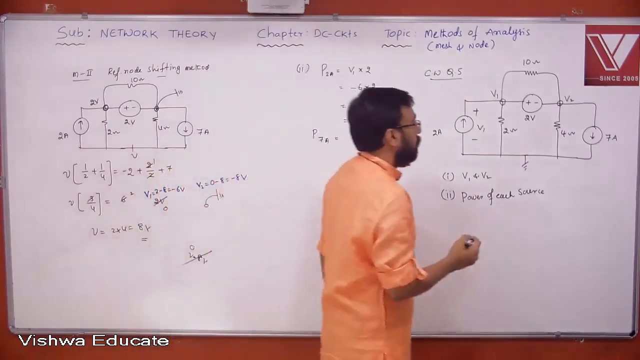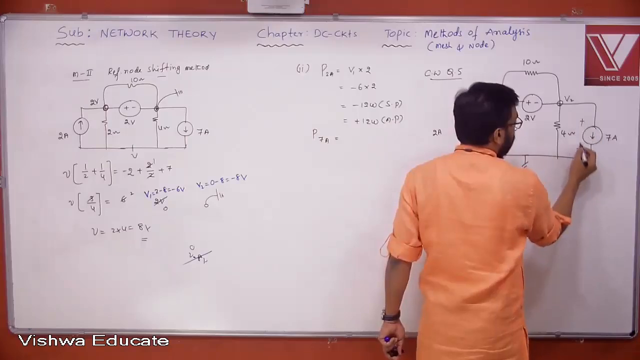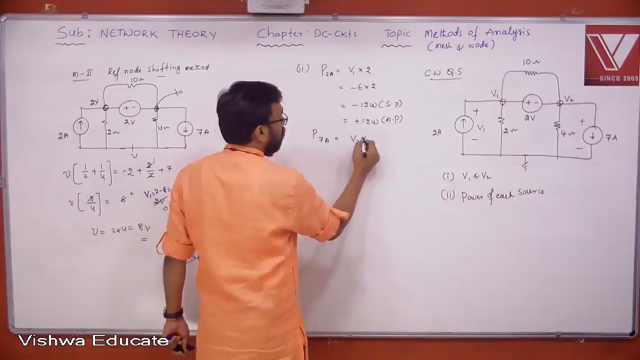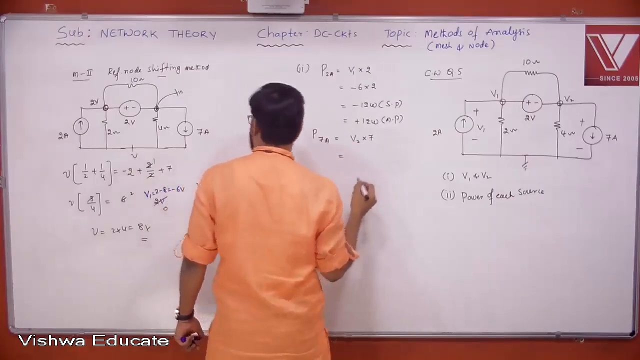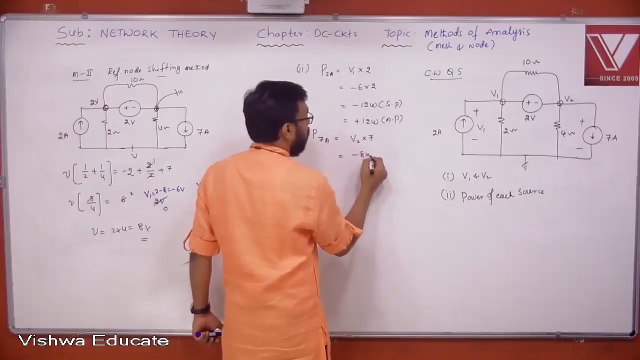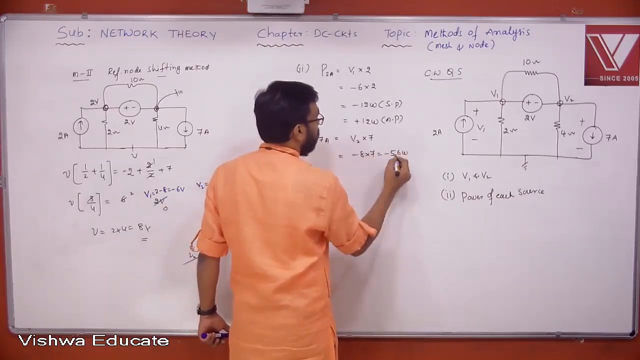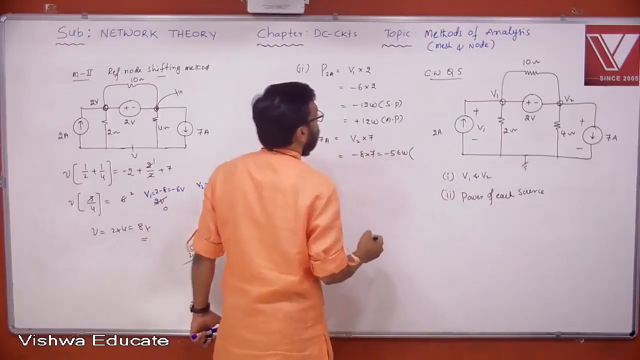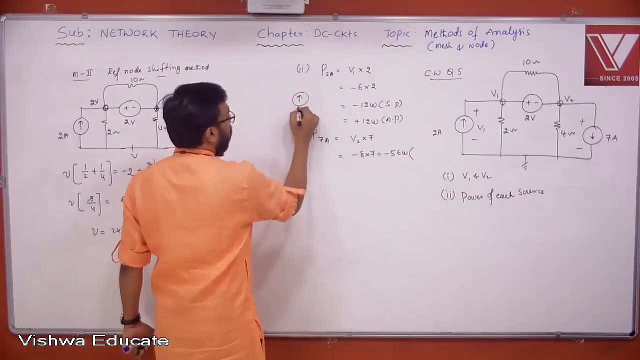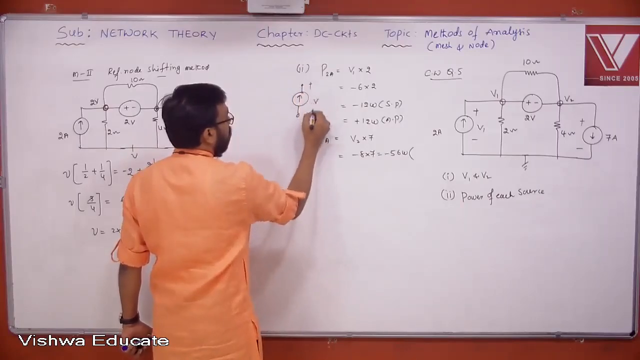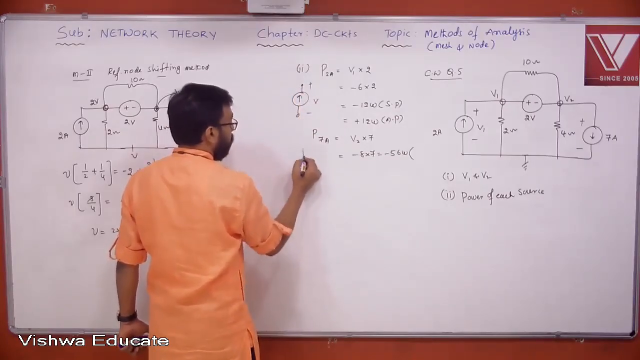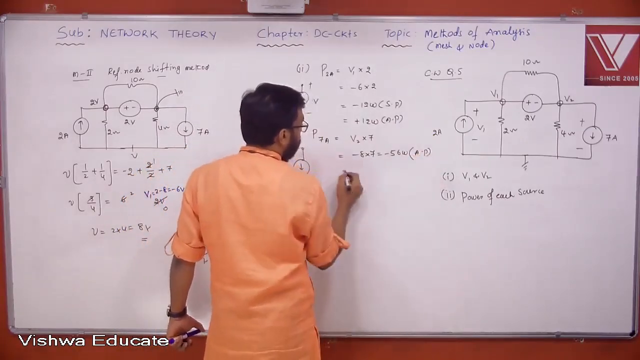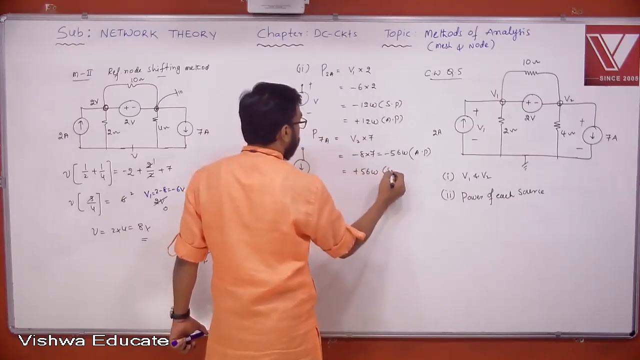Power of 7 ampere. What is this voltage actually here? Polarity is plus minus, current doing what? Leaving from negative. Therefore, V2 into 7, what is V2? You already got here minus 8. Minus 8 into 7, minus 56 watt. Yes or no? Supplied or absorbed? Because the current is leaving from negative. Here it is leaving from positive, here it is leaving from negative. Leaving from negative is nothing but entering into positive. Absorbed power. But plus 56 watt supplied power.